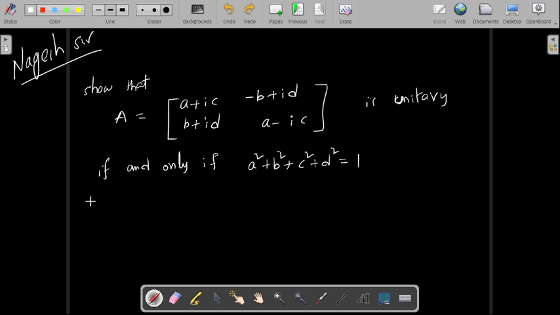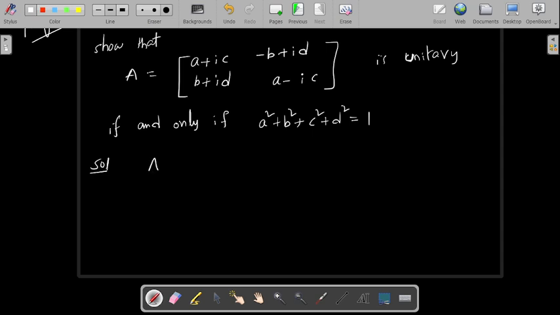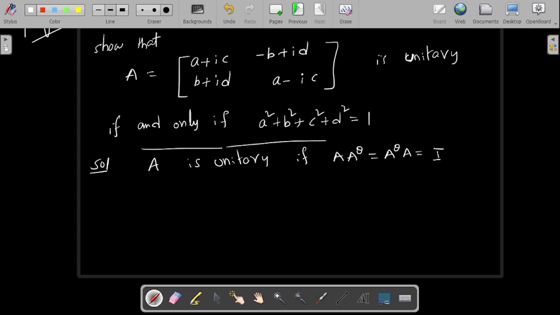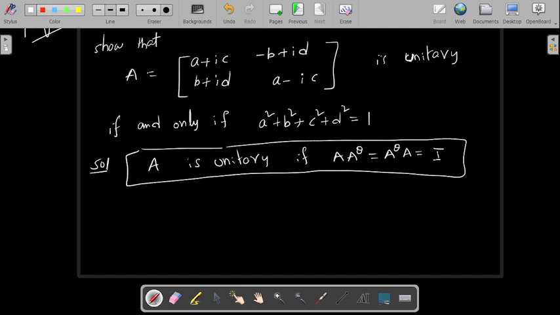So now first we'll come to the definition of unitary. A is a unitary if A into A dagger equal to A dagger into A equal to identity. When this is satisfied, then A is called a unitary matrix. That means A into A dagger value will be I always. So now first we'll try to find the A dagger.